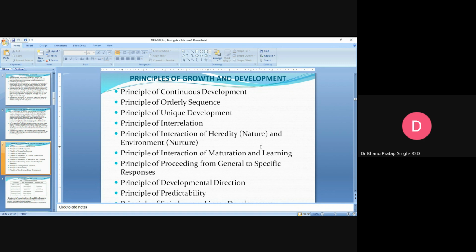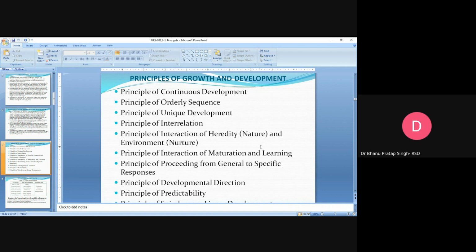Principle of interrelation. There are various factors for development. Like if the environment is good, then the hereditary may not be good for the child. If the hereditary is good, but the environment may not be good, so their development depends on the interrelation of both heredity as well as environment. Principle of interaction of heredity, meaning nature and nurture. So both interactions should be there for the good development of the child.